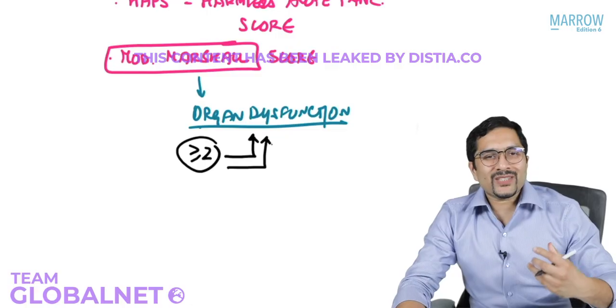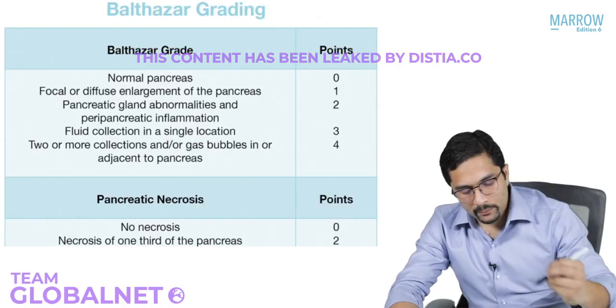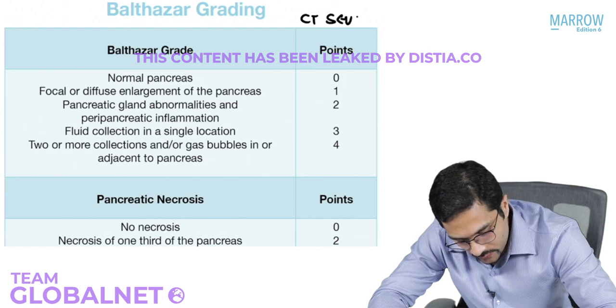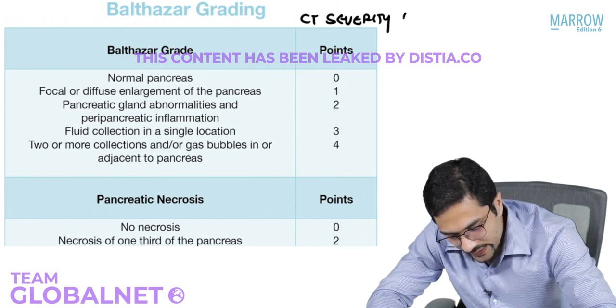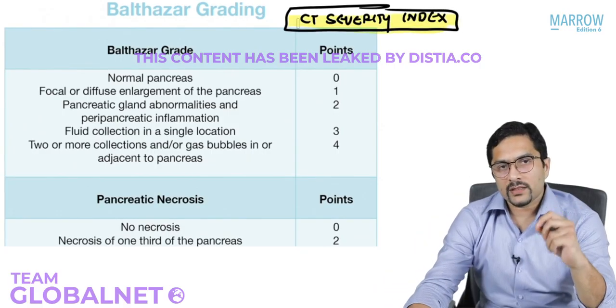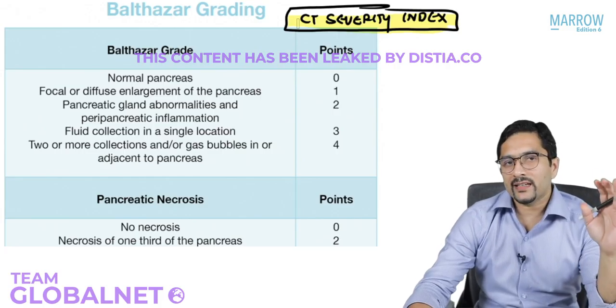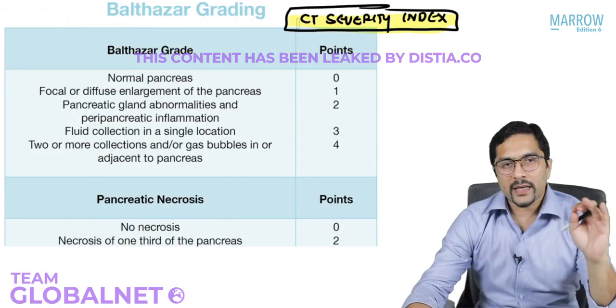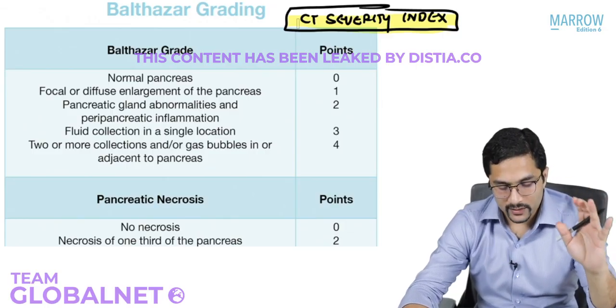Now, amongst all these scores, the best scoring system is the Balthazar score or the CT severity index. This is the best scoring system for acute pancreatitis. And this has been asked in multiple exams, right from FMG till super speciality. It has been asked that the CT severity index is the best scoring system for acute pancreatitis.